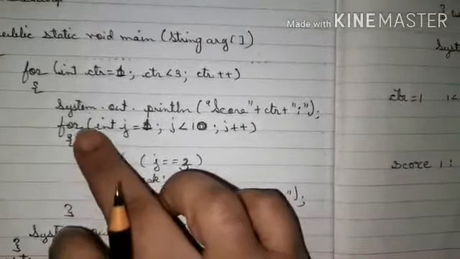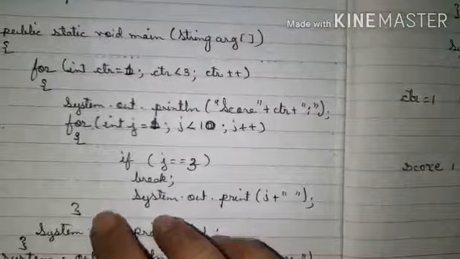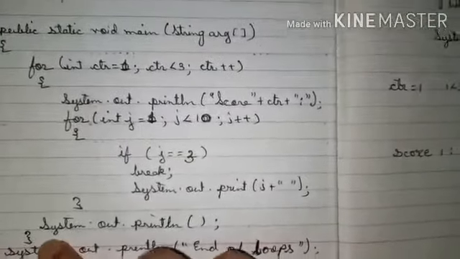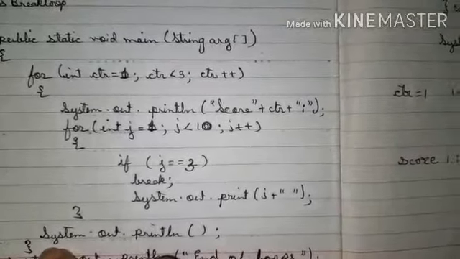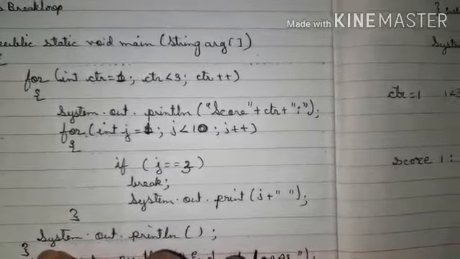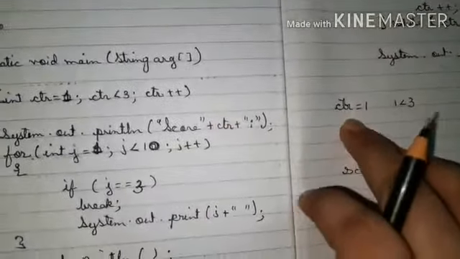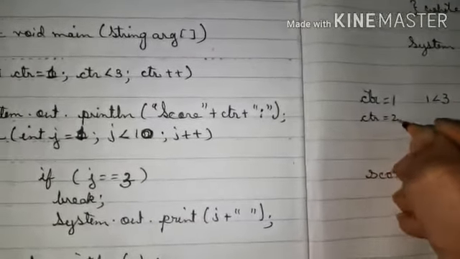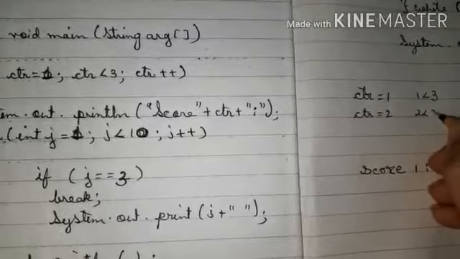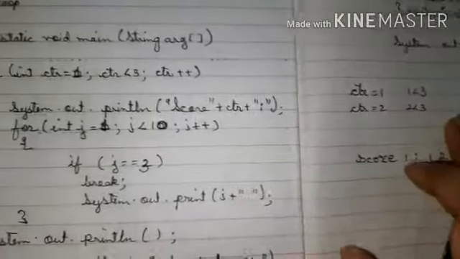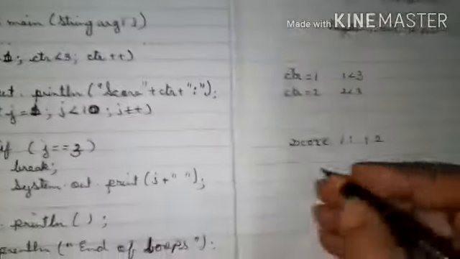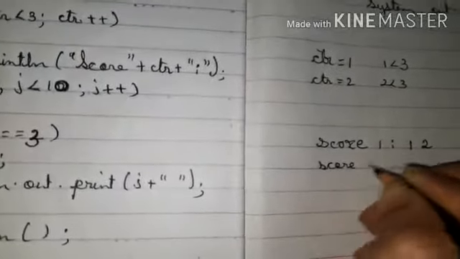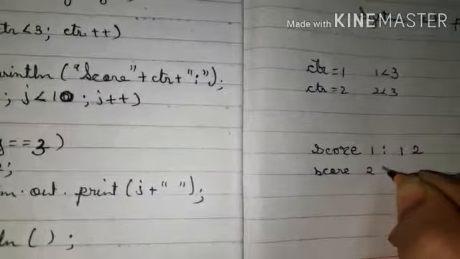When it will break, it will come out of this J loop and it will come here and give one line space and it will reach the CTR loop. Now CTR is 2. At first it was 1. Now CTR is 2. So 2 is less than 3. So condition is true. So it will come here. Again it will write score, CTR value is 2.